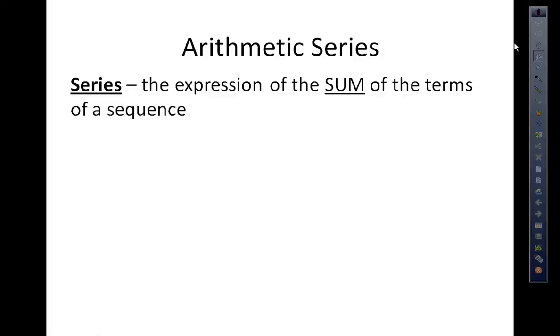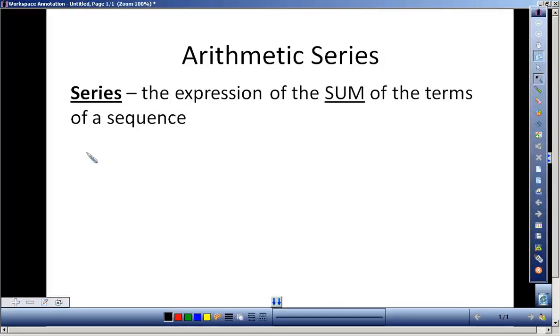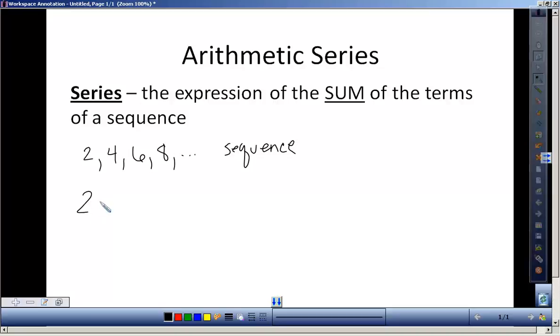So, example, 2, 4, 6, 8. Who do we appreciate? This would be a sequence. It is a list of pattern numbers. All right? 2 plus 4 plus 6 plus 8. All right? It's still the same list of numbers. They still follow the same pattern, but this time we are adding them all up. That would be a series. All right, so that's the difference between a sequence and a series.